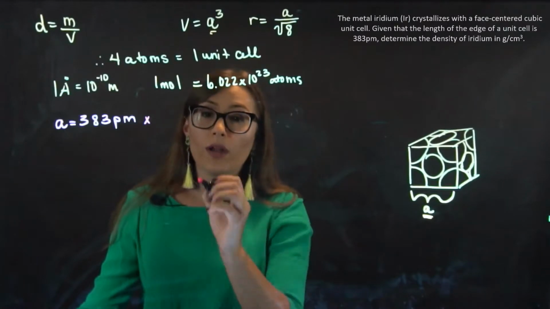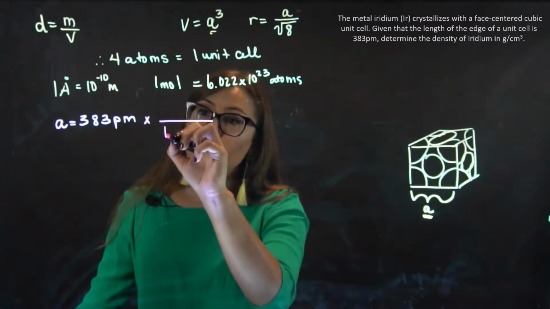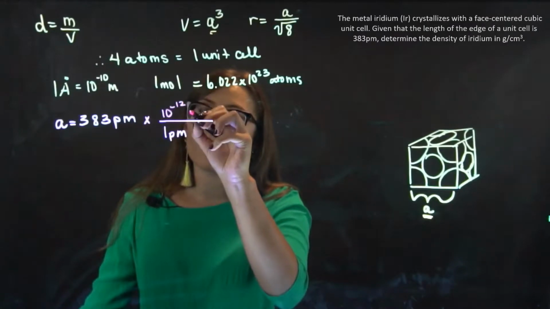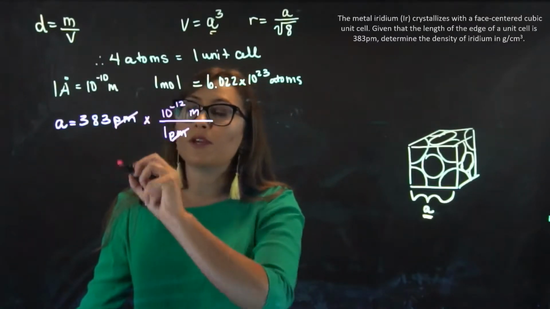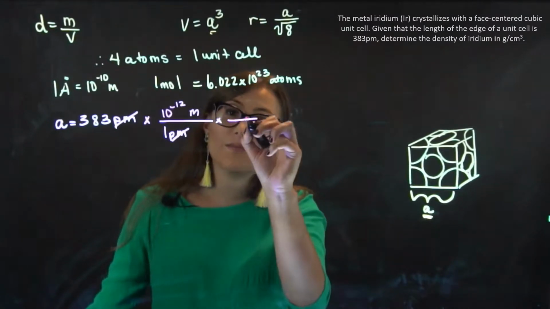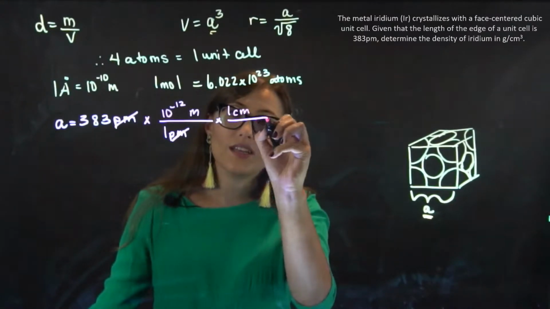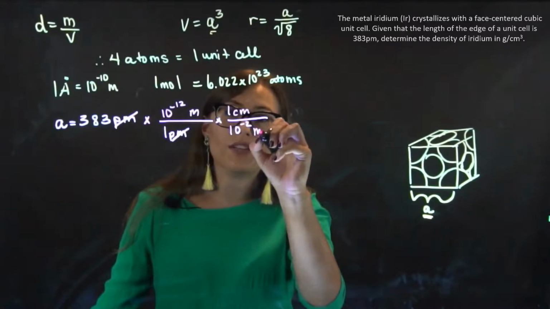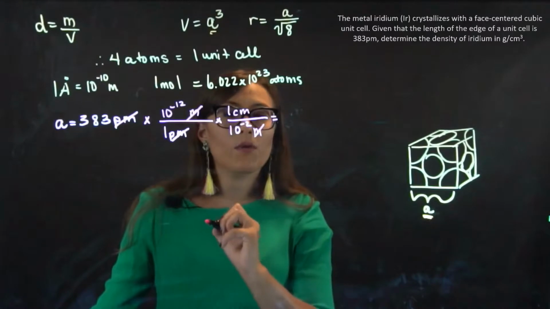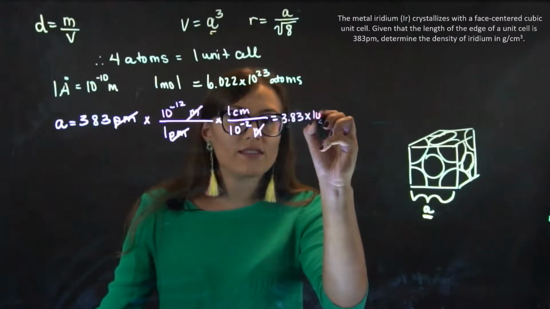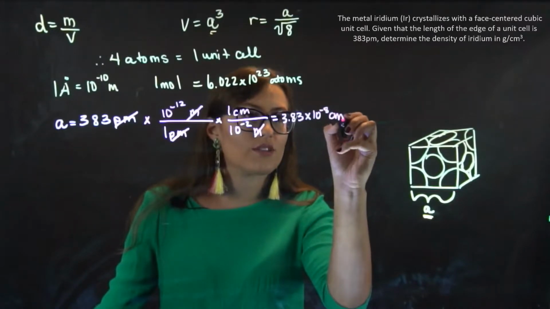We know that 1 picometer is equal to 10 to the negative 12th meters. So picometer and picometer cancels out. And we know that 1 centimeter is equal to 10 to the negative 2 meter. Meter cancels out. And we'll be left with 3.83 times 10 to the negative 8 centimeters.